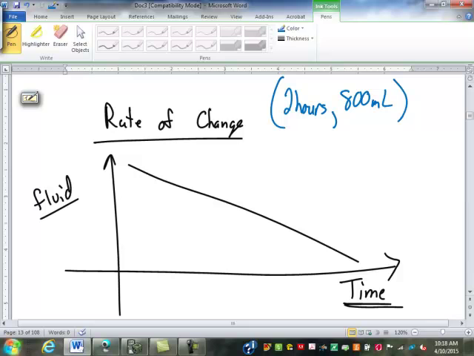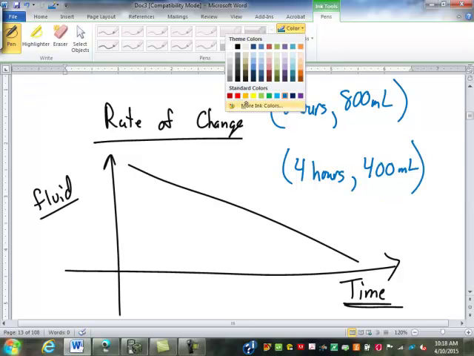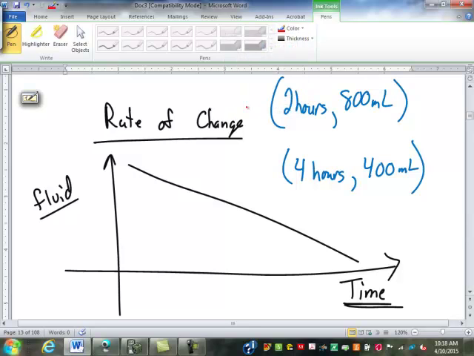You come back again, let's say something's wrong with the display, you can't read the infusion rate, so you don't know what it is. You come back again at 4 hours, and the bag is now down to 400 milliliters. What is the infusion rate? Well, the infusion rate is a rate of change. How fast the level of the bag or the amount of fluid in the bag changes is the infusion rate.